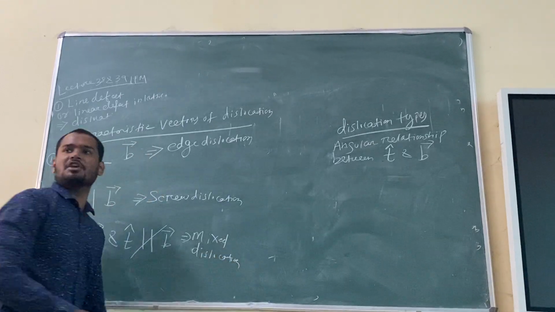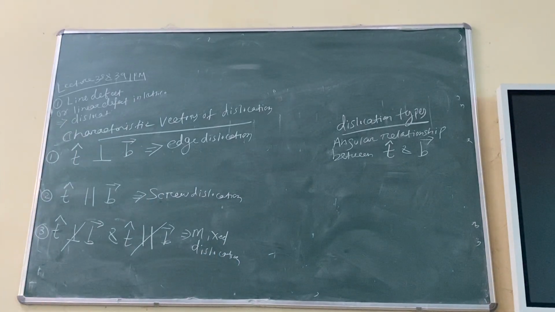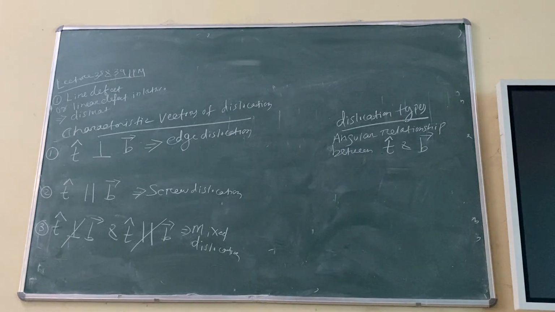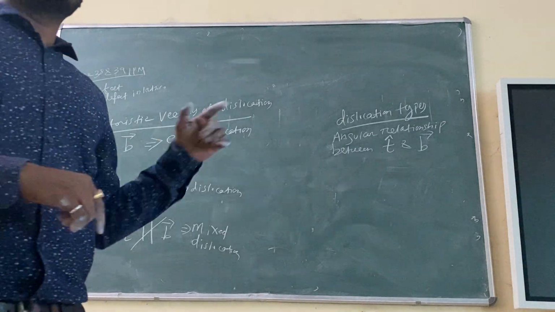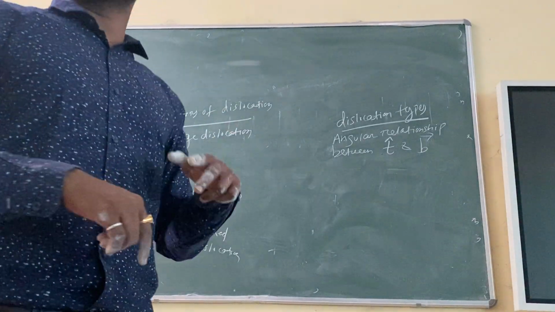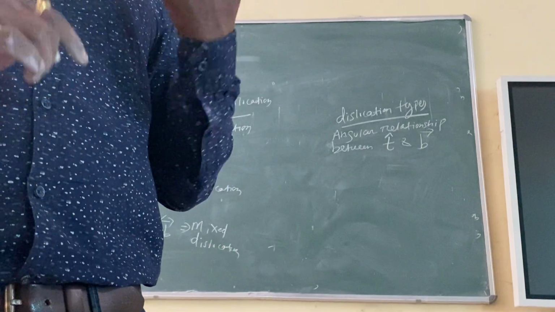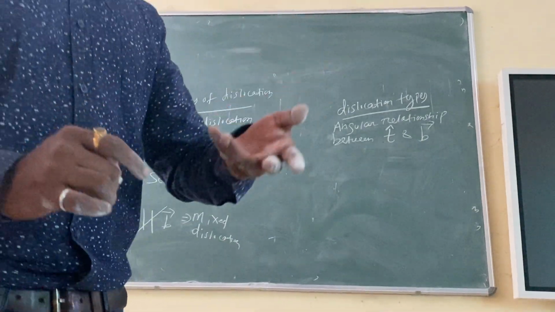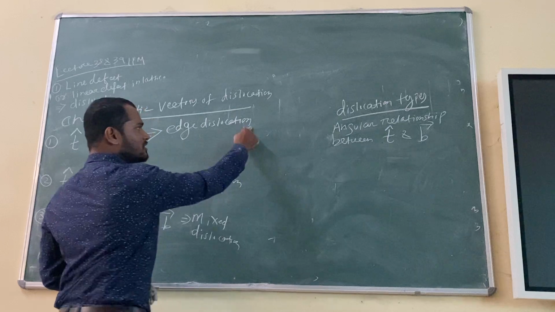So we can have three kinds of dislocations. Basically we have two types, edge and screw dislocations. But if neither perpendicular nor parallel condition is fulfilled, then that is the mixed kind. I'll show you that. First I'll try to show this one.